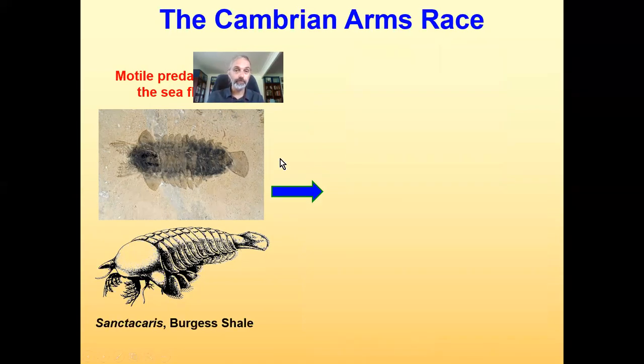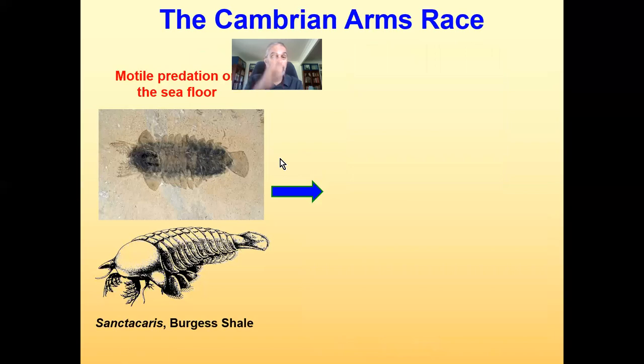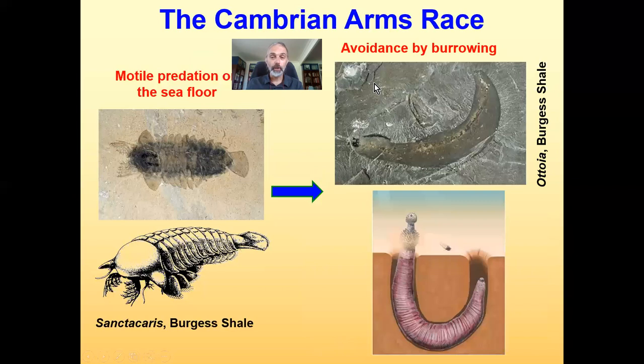Alternatively, rather than going up, you can go down. So we have here Ottoia, which is a priapulid worm or penis worm that is digging into the sediment. So it has its head sticking out, looking for food. When Sanctacaris comes along, it retracts itself into its burrow.